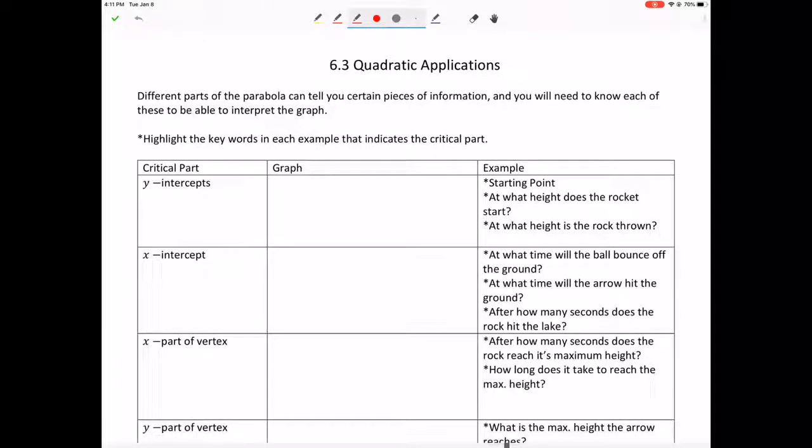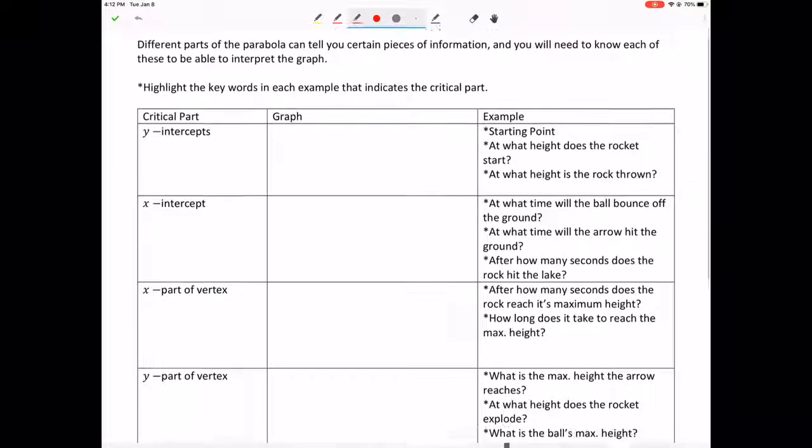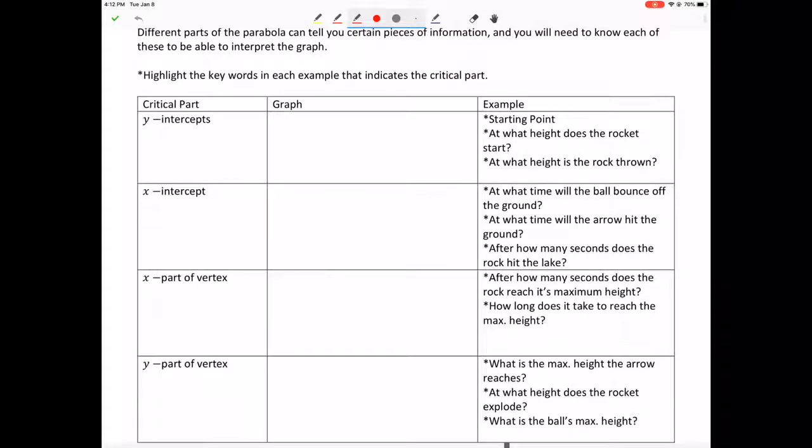So this basically is telling us that there are different parts of a parabola that can tell you certain pieces of information, and you will need to know each of these to be able to interpret the graph. Okay, so it's going to tell you some words, and there are key words that will help you know if it's talking about intercepts or the vertex. So let's get started.